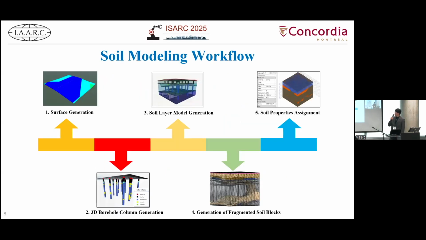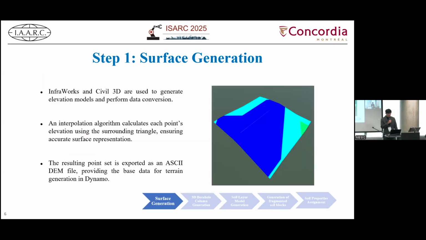This slide shows the workflow of soil modeling. The workflow is divided into 5 steps. Step 1 is surface generation. We use ISARC to capture source data from BIMs and GIS. It can automatically generate a source model with elevation points, contour lines, and a TIN surface. This model was exported to Civil 3D via IFC format, where terrain is represented as a TIN.